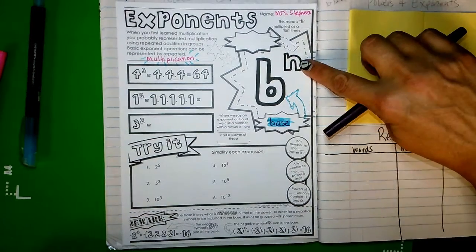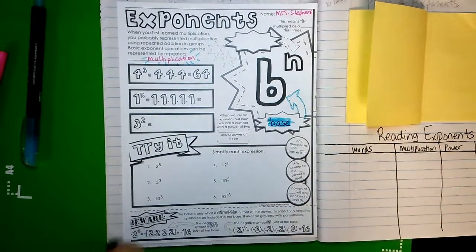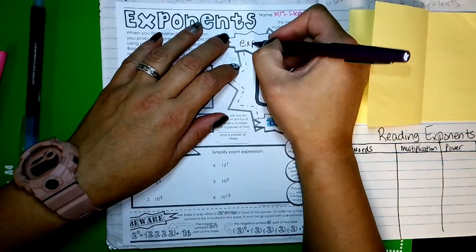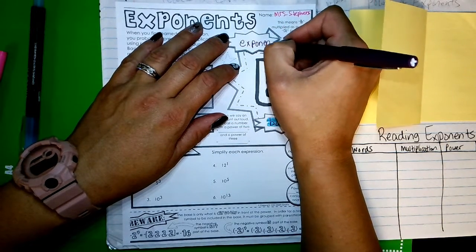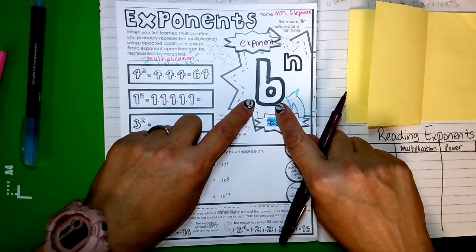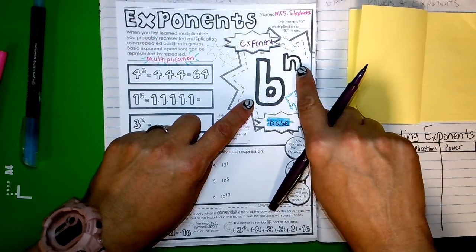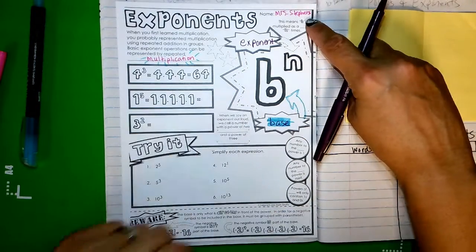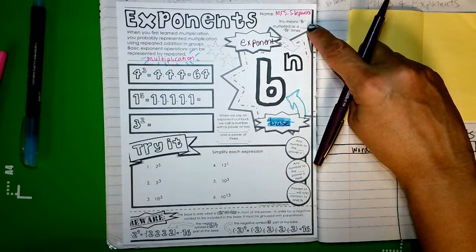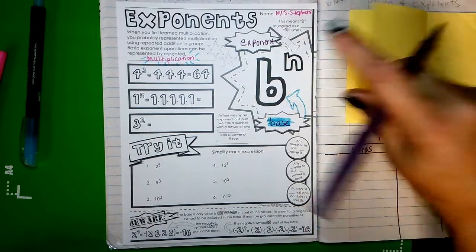This n up here, the title of that is called exponent. So the base is being raised to an exponent. So this means that b multiplied by itself n times.